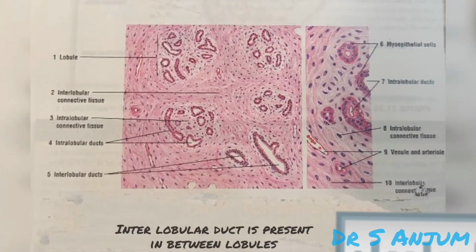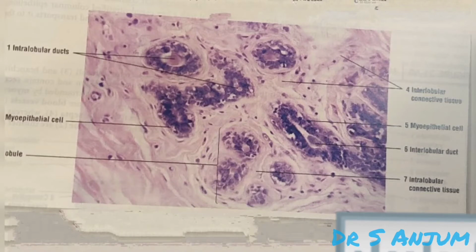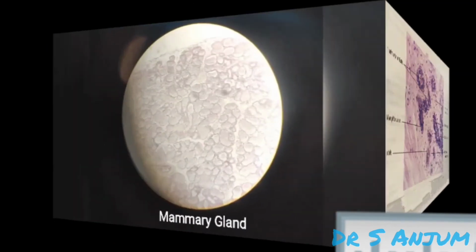If we see the slide under the microscope, we will see the interlobular connective tissue, interlobular ducts and intralobular ducts. In the inactive stage, the mammary gland is characterized by the presence of plenty of connective tissue and a small amount of glandular elements. Some cyclical changes in the mammary gland may be seen during the menstrual cycle.